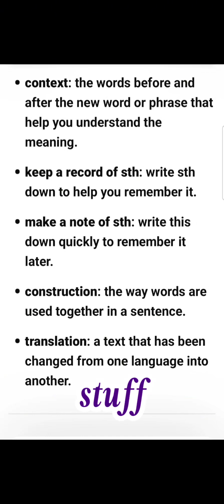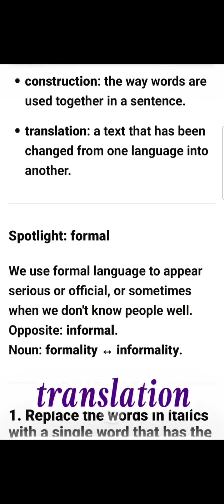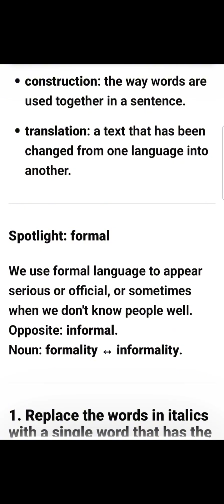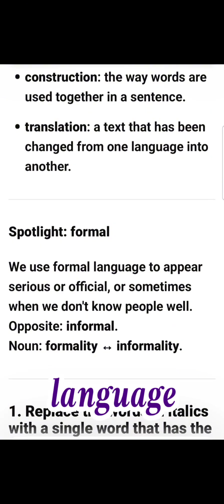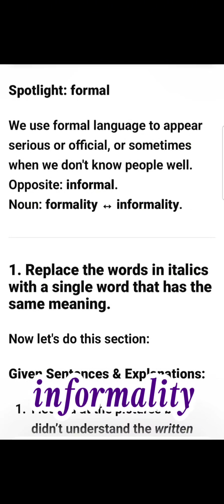Keep a record of something: write something down to help you remember it. Make a note of something: write this down quickly to remember it later. Construction: the way words are used together in a sentence. Translation: a text that has been changed from one language into another. Spotlight: we use formal language to appear serious or official, or sometimes when we don't know people well. Opposite: informal. Noun: formality, informality.